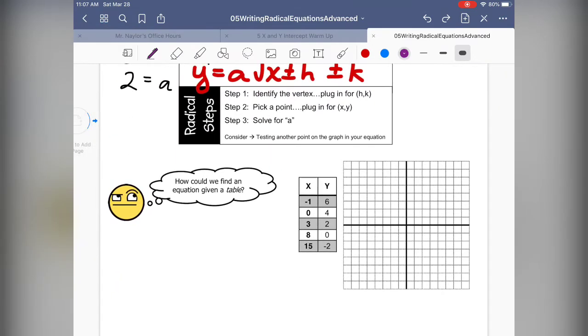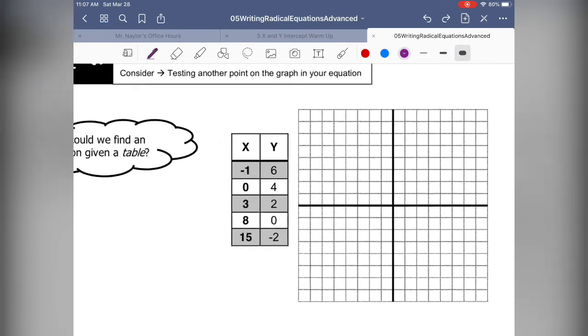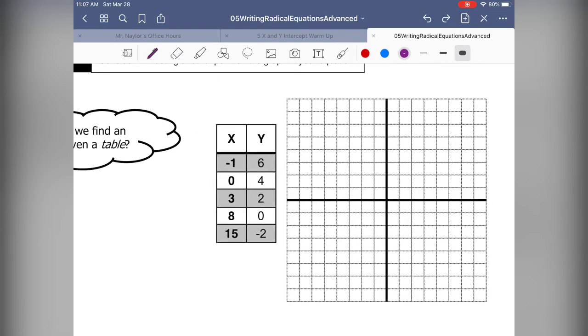You want to try it one more time? Trying to write an equation. What if we're trying to write an equation from, say, a table of values? Well, keep in mind that a table of values is really nothing more than just a graph, of course, in number form.